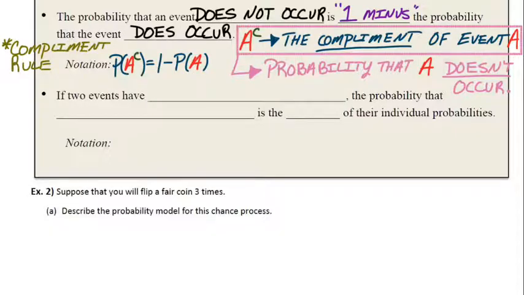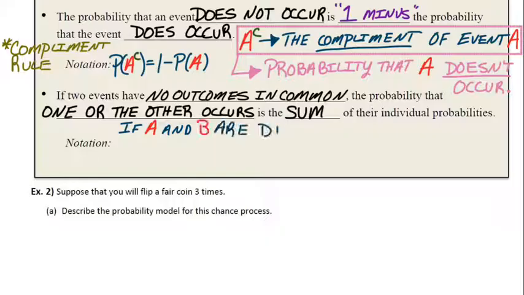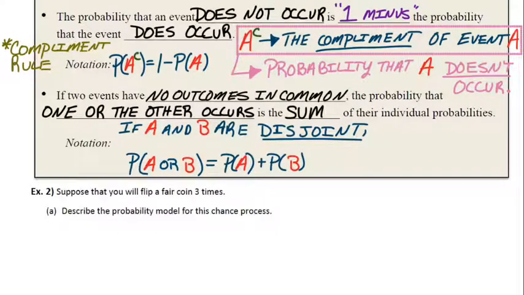Then our last rule here. If two events have no outcomes in common, so they share no outcomes at all, the probability that one or the other occurs is just the sum of their individual probabilities. So if they have nothing in common, then the probability that either one or the other happens is just the sum of their probabilities. So we say A and B are disjoint. If these two events are disjoint, then the probability of A or B happening is just the probability of A plus the probability of B.